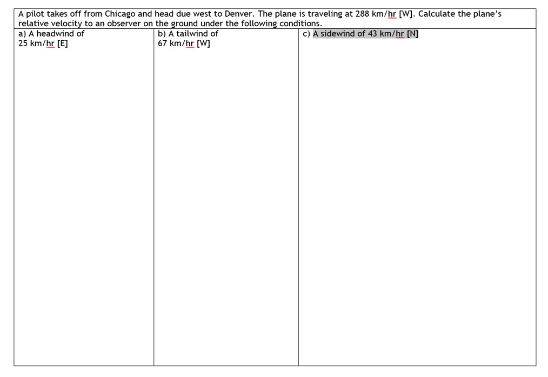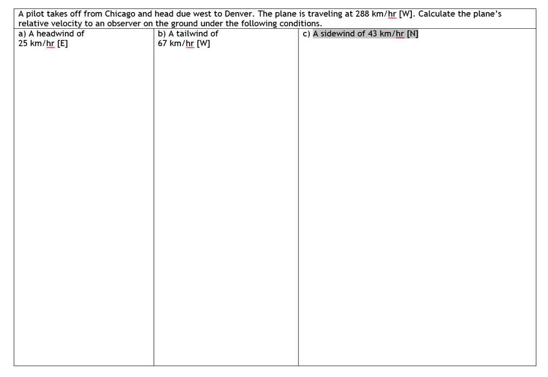All right, now we're going to use vectors to solve this problem. So this says that we have a pilot, and he's going to take off from Chicago and head west to Denver. This plane is traveling at 288 kilometers per hour west. We need to calculate the plane's relative velocity to an observer on the ground if the following things are happening.